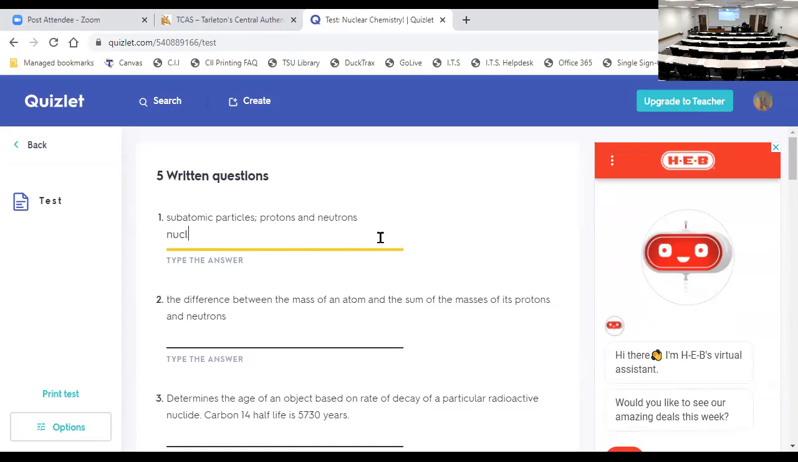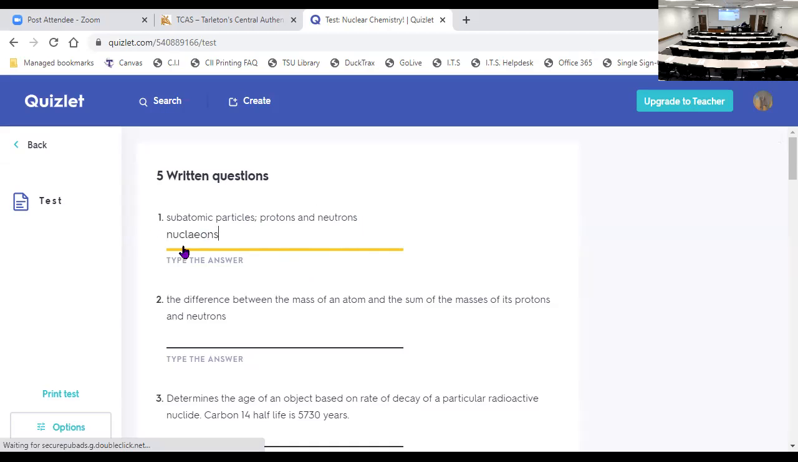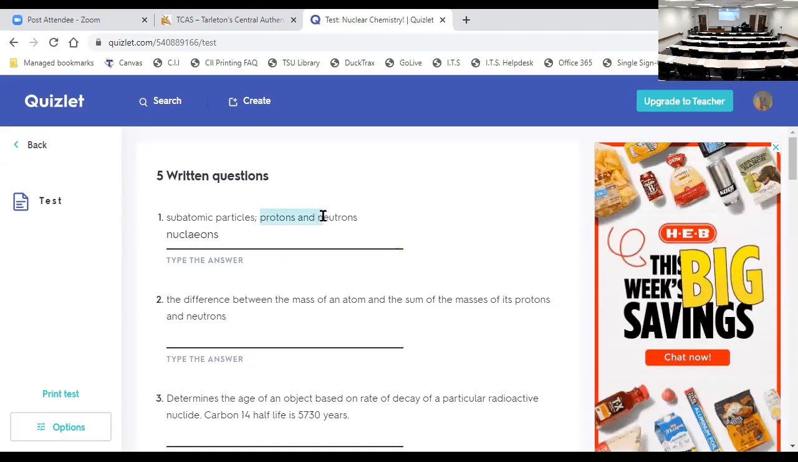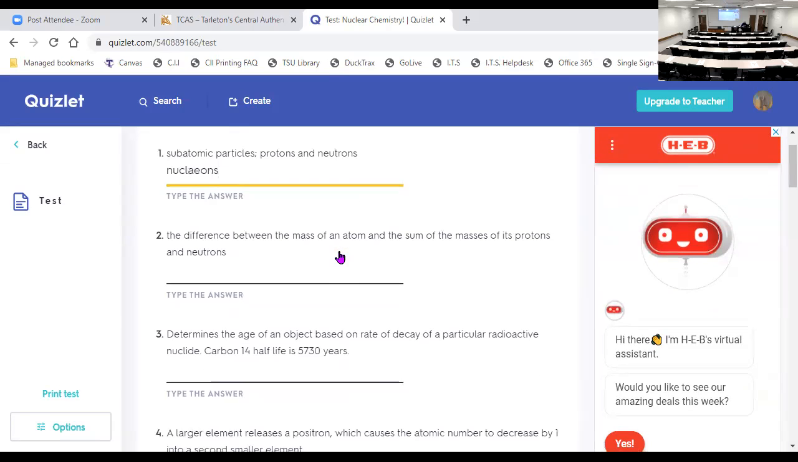This was the, I spelled it wrong in my notes. It's nucleons. There we go. I think that's how you spell it. But the nucleons, those are the subatomic particles, which are the protons and neutrons, and theoretically electrons too, but those aren't really as important as it pertains to radioactivity and nuclear chemistry. So whenever we talk about nucleons, we're just going to focus on protons and neutrons.